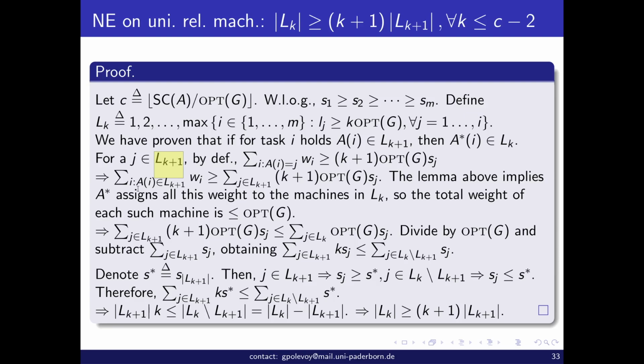Now sum over all the machines. We've done this for one machine j in LK plus 1. Now summing over all the machines in LK plus 1, we get that the sum is at least this sum over all the machines in LK plus 1. Now the lemma above, remember the lemma, implies that A assigns all this weight to LK plus 1, and A star assigns all this weight to the machines in LK. So the total weight on each machine is at most optimum, because A star is optimum.